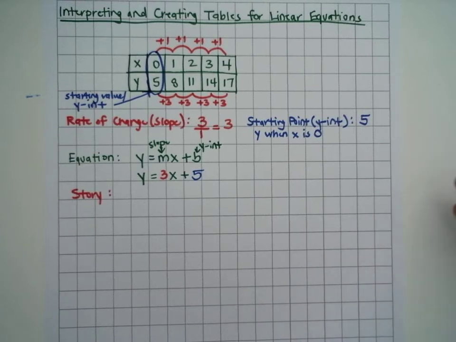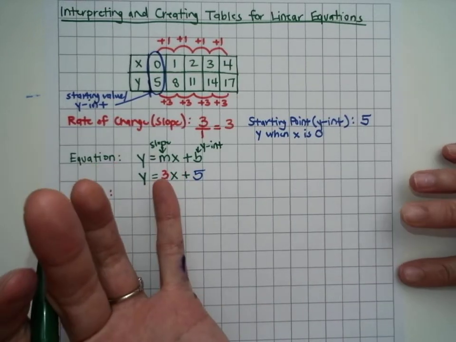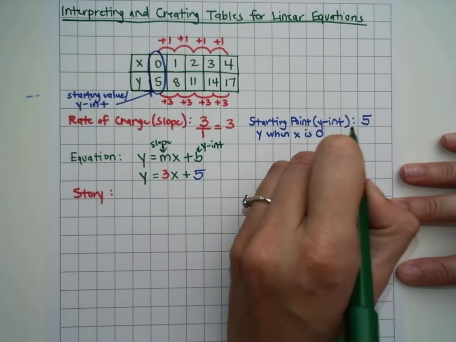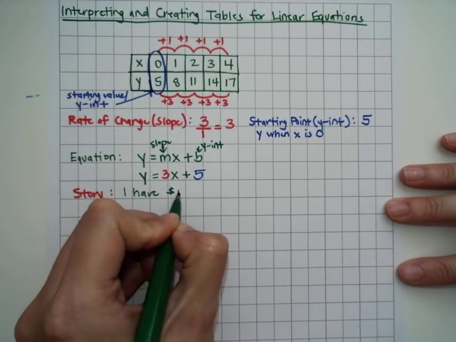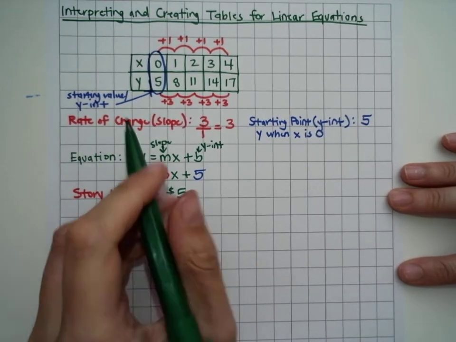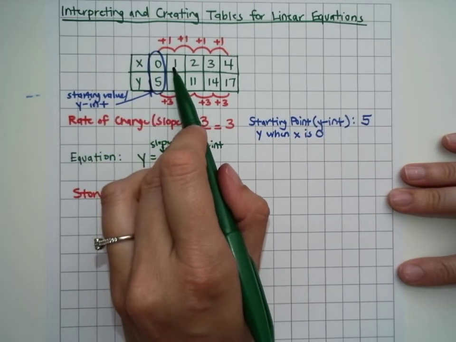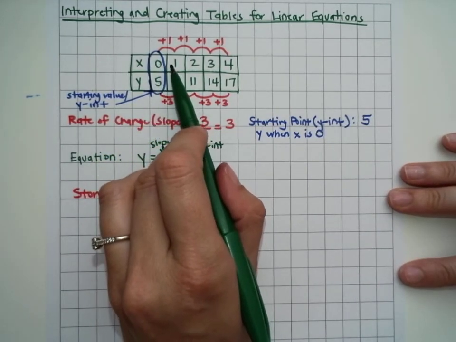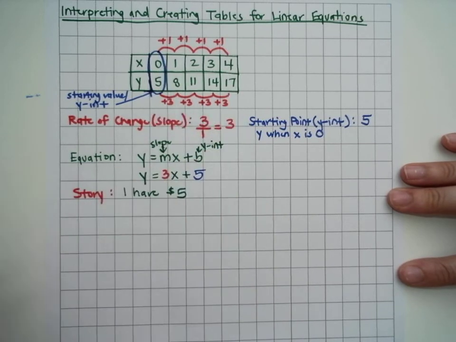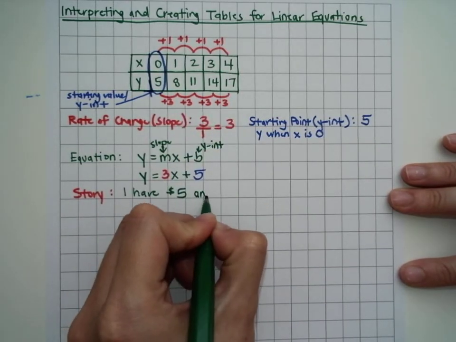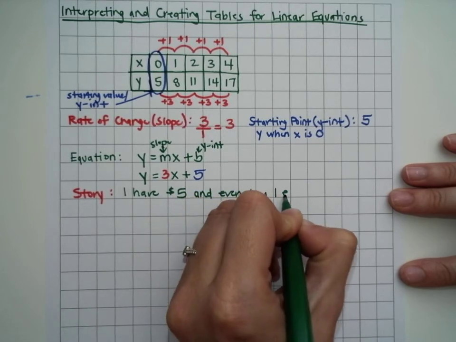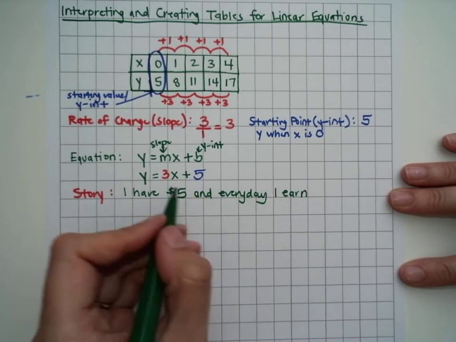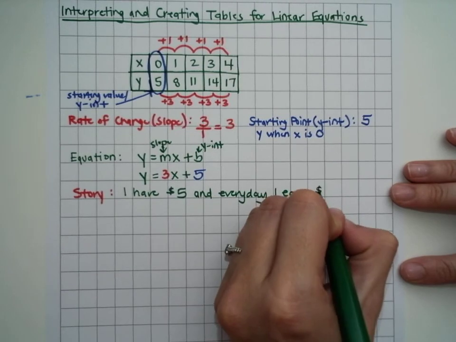And so we can write a story. So this tells us that we are starting with 5. So you could say I have $5, and either it could be every day or every hour or every week, every one of something. So I'm going to say in every day, I earn, or I increase what I have by $3.